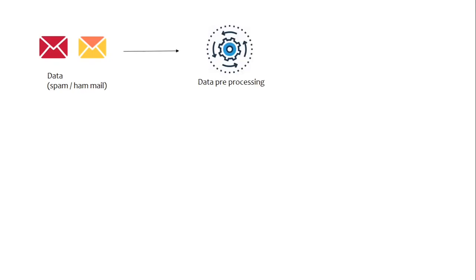Then we need to process this data because the model cannot work on text data. So it is processed in the data pre-processing part. Then there is the feature extraction part where we will convert this text into feature vectors. This is one of the important steps because we need to feed these features into our model.